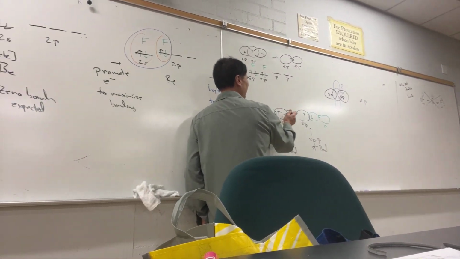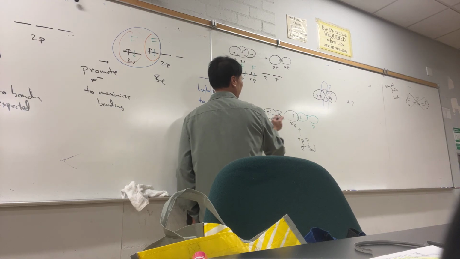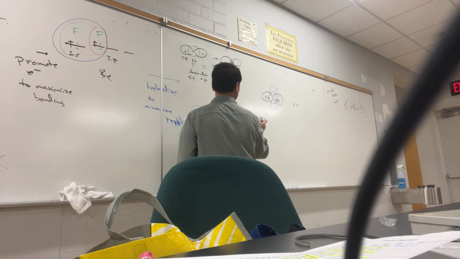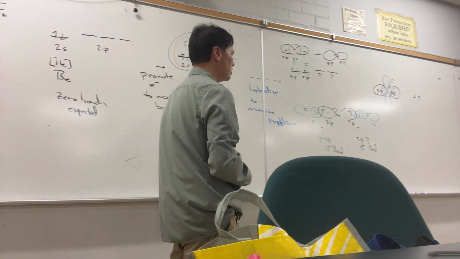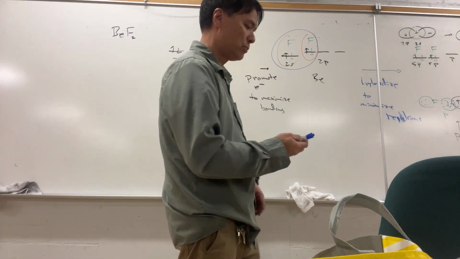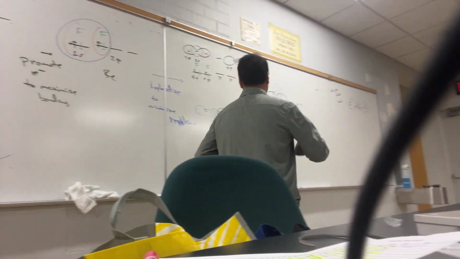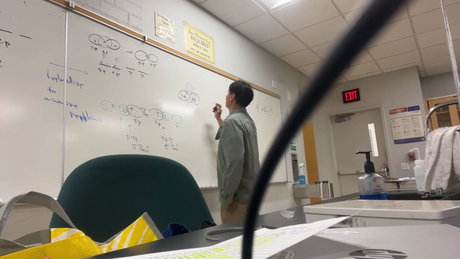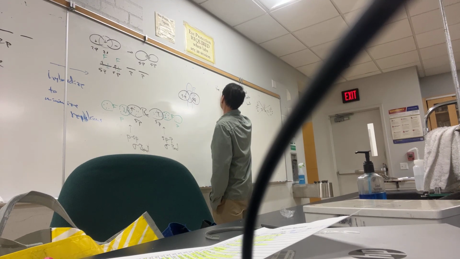I didn't draw the p orbitals in there. P orbitals aren't participating. And so we have beryllium, with two fluorines. The orbitals are going to be 180 degrees relative to one another. It's sp.